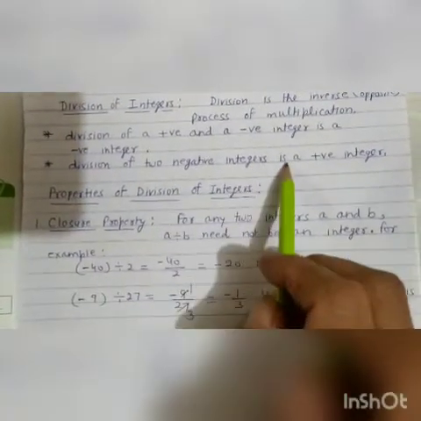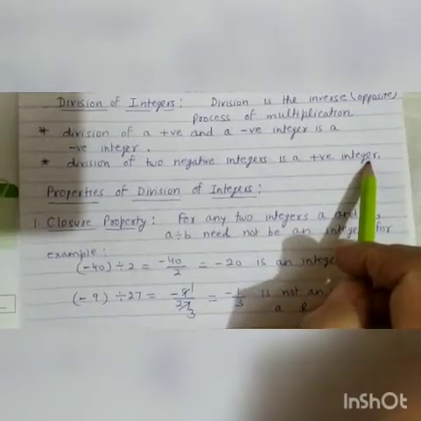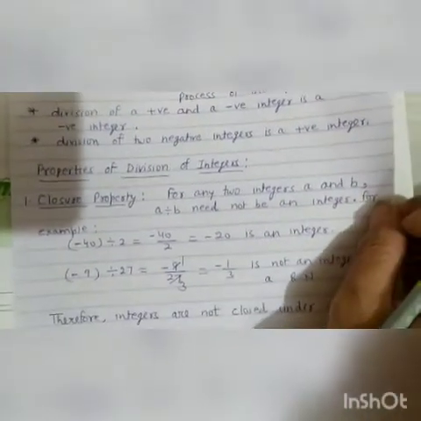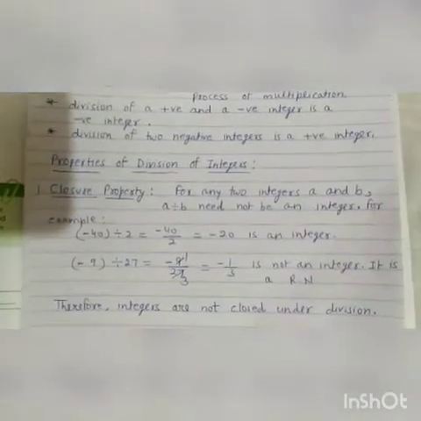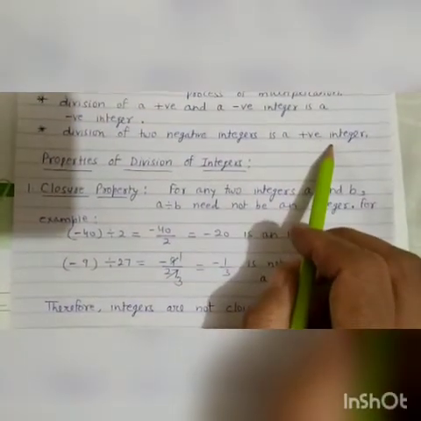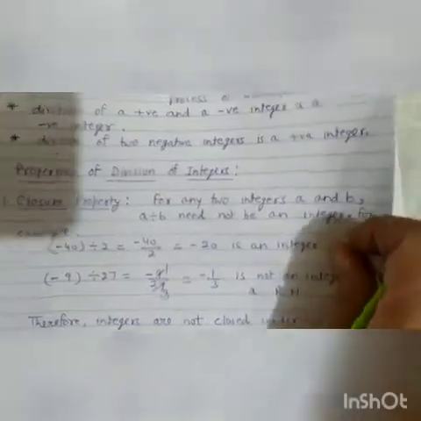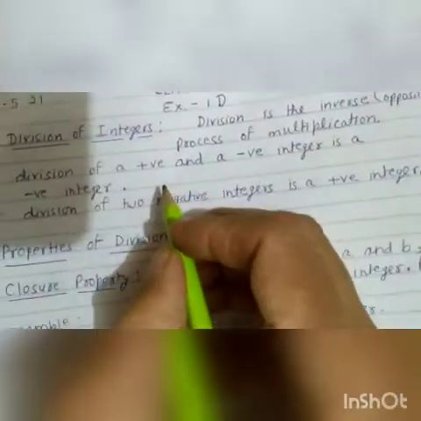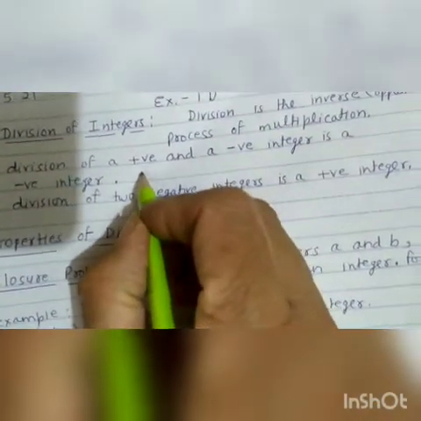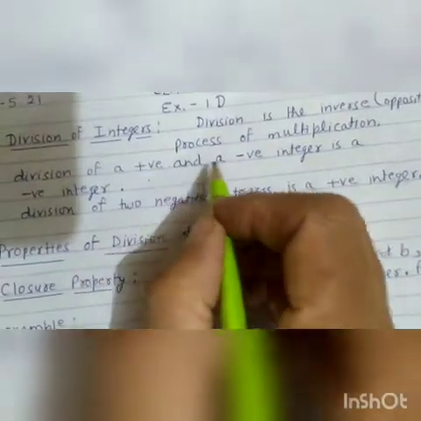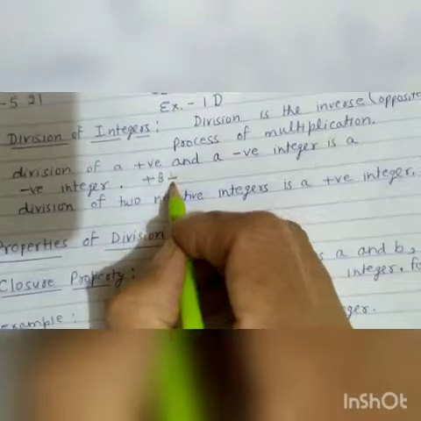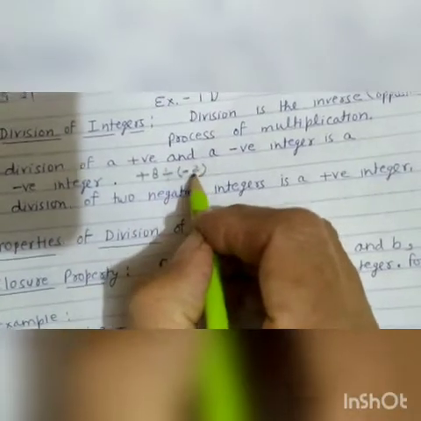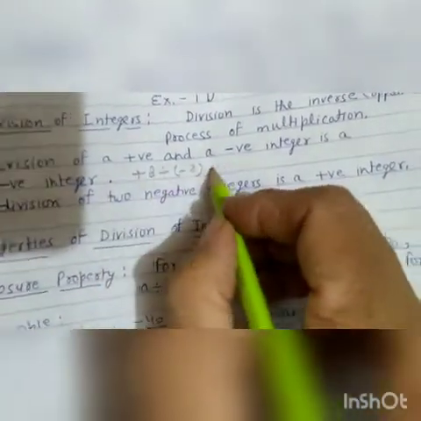Division of two negative integers is a positive integer. If we divide a negative integer by another negative integer, then the answer will be a positive integer. See how I am telling you, if we are dividing a positive and a negative integer, means we are dividing plus 8 by minus 2. Then 2 4 ja 8.